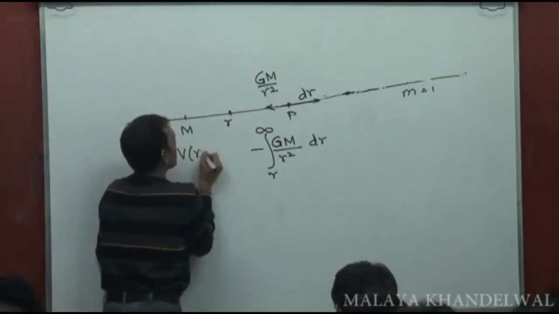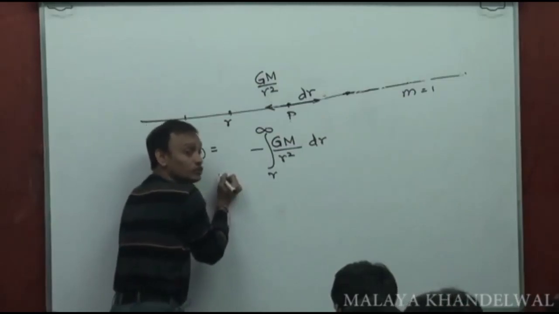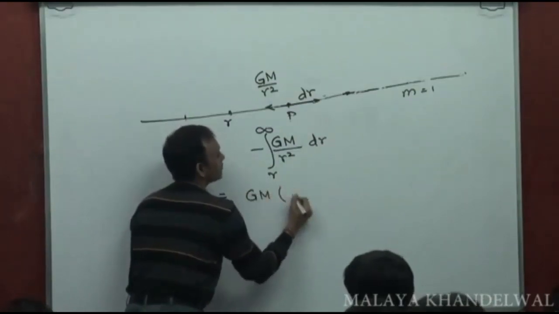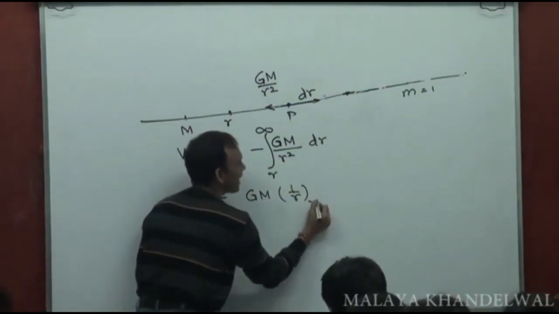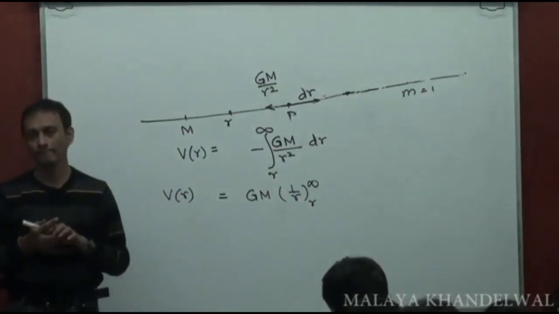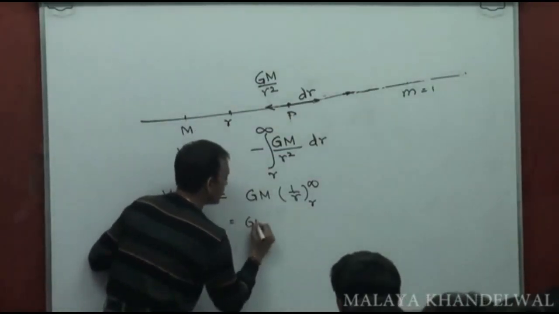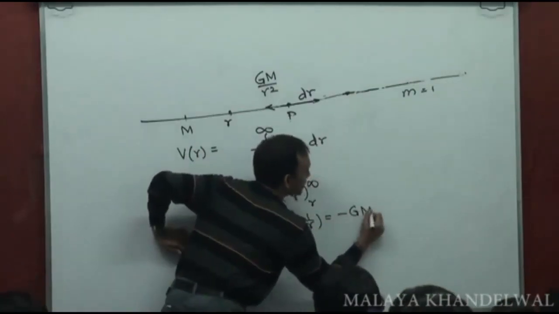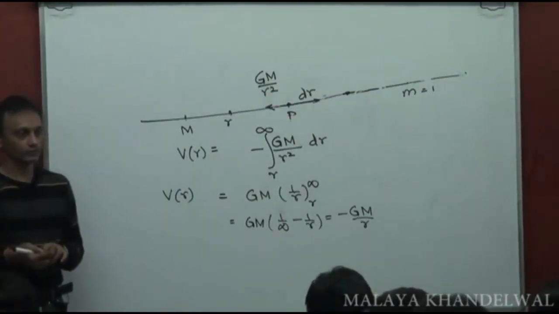So that's going to be the potential at the point r, which is the potential energy of a unit mass at p. Now when I integrate this, I get GM times 1 by r, minus 1 by r, this will become plus 1 by r, where r runs from r to infinity. That's going to be the potential at a point r. Clear? Which is like GM times 1 by infinity minus 1 by r, which is minus GM by r. Clear?